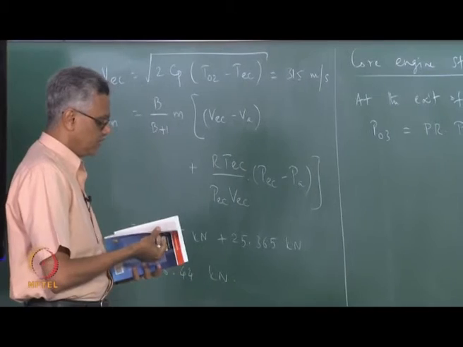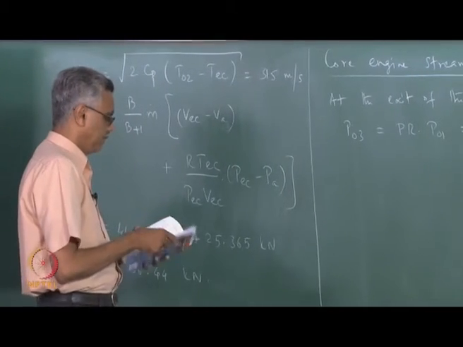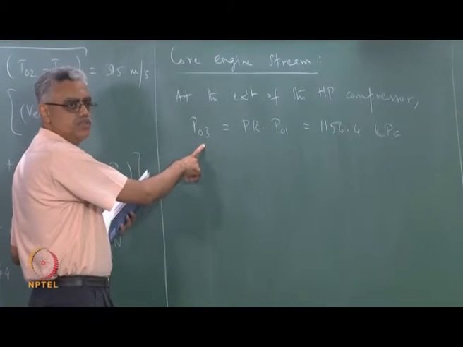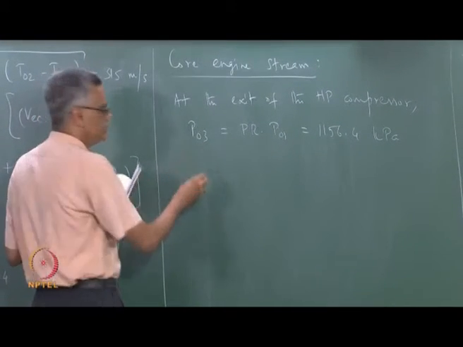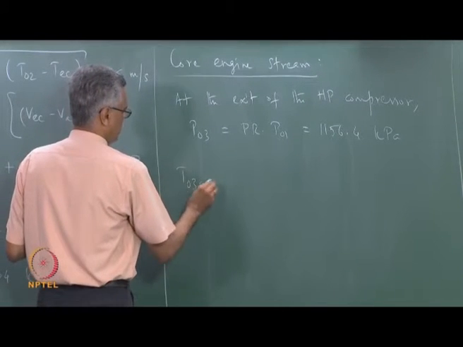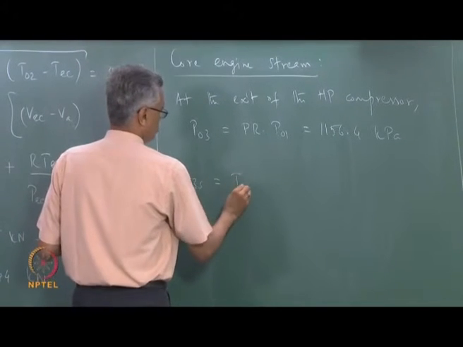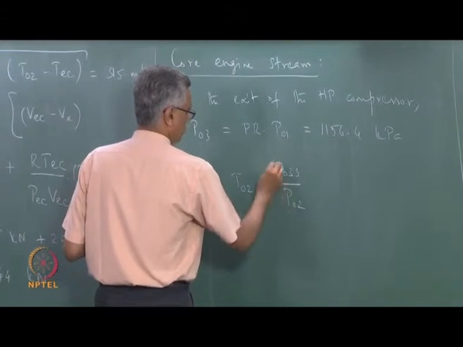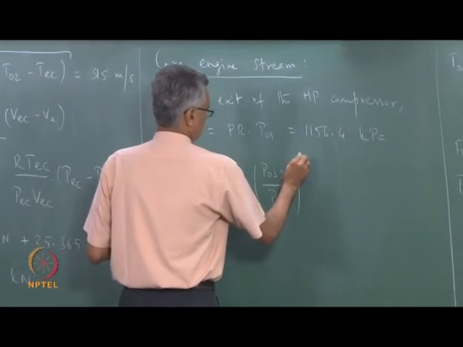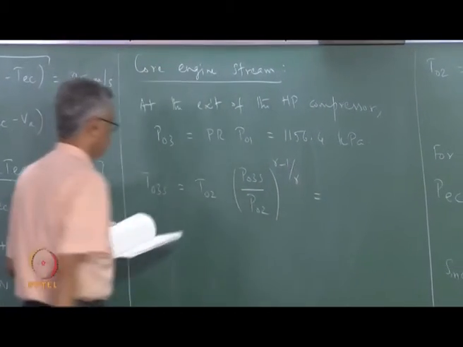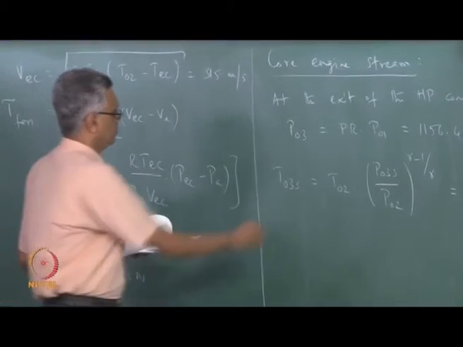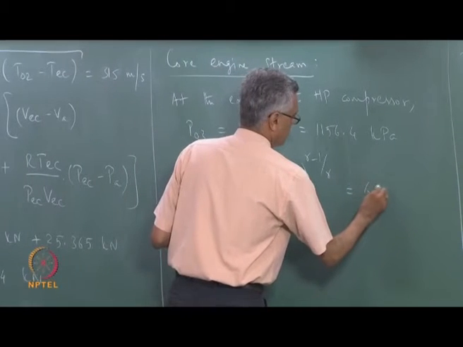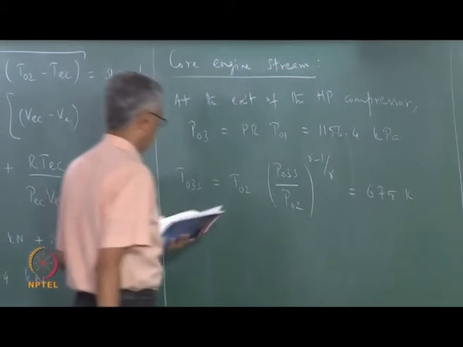So what do I do? Same procedure as earlier. Since I know P03, I know P03S. So I evaluate T03S. T03S is equal to T02 times P03S divided by P02 raised to the power gamma minus 1 over gamma. And if I substitute the values, with P03S equal to P03, I get this to be 675 Kelvin.